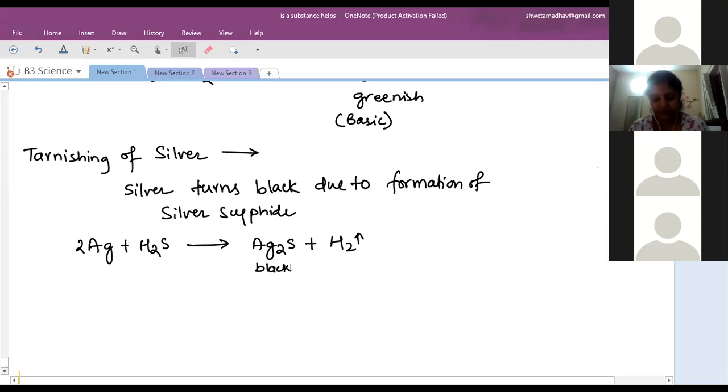Ma'am, what is this property called? Which one? The property that gold and platinum possess. That property we don't call by a specific name. They are chemically inert, so they are called inert metals. Gold and platinum are called inert metals. Noble metals.